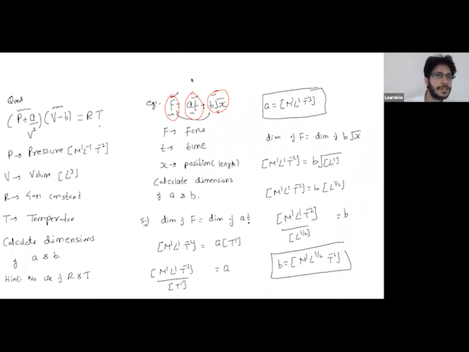Yes, Alina, the dimension of B is correct. Now calculate the dimensions of A.